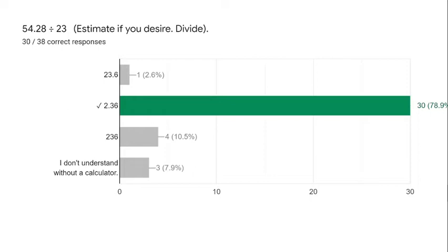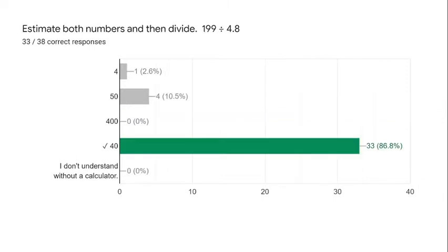54.28 divided by 20. If you estimated this, you could have come up with 50 divided by 20, which can be simplified as 5 divided by 2, which is 2.5. The closest answer is 2.36. Okay, 23 and 236 don't even come close. Again, a lot of people got this correct. You could have estimated this as 200 divided by 5, which comes out as very close to 40. So the other answers are very much going to lead you in the wrong direction.